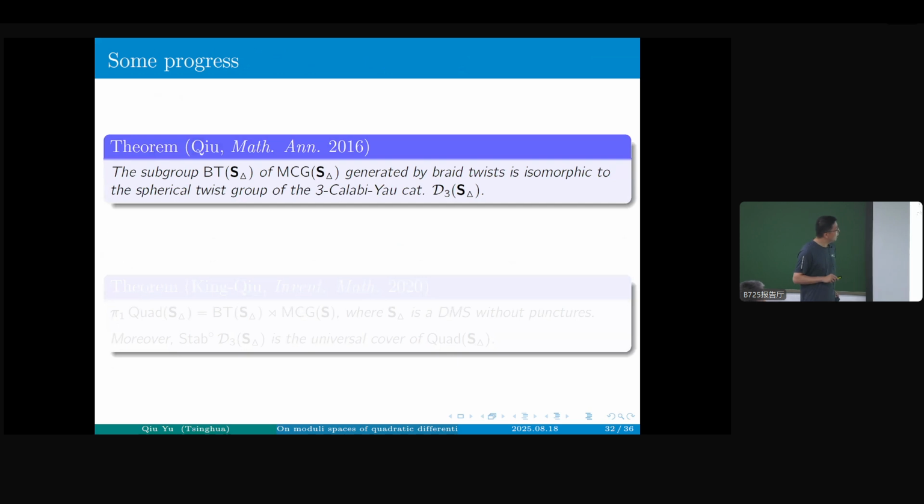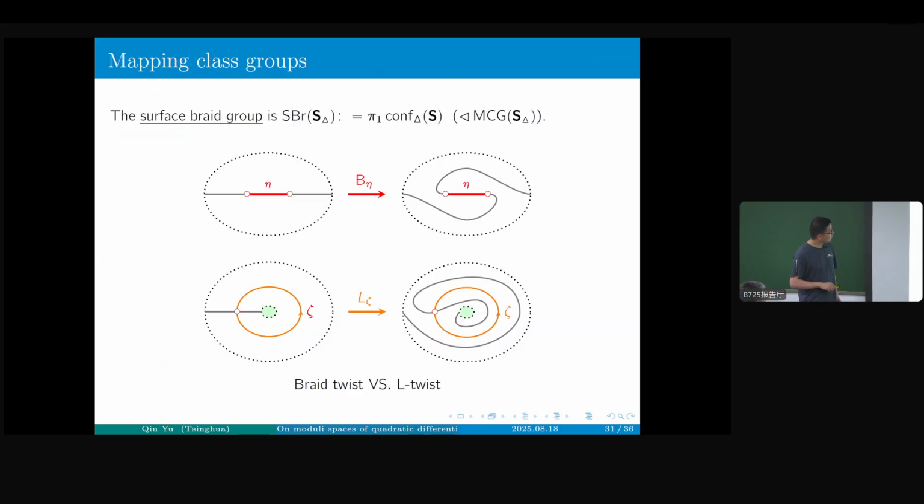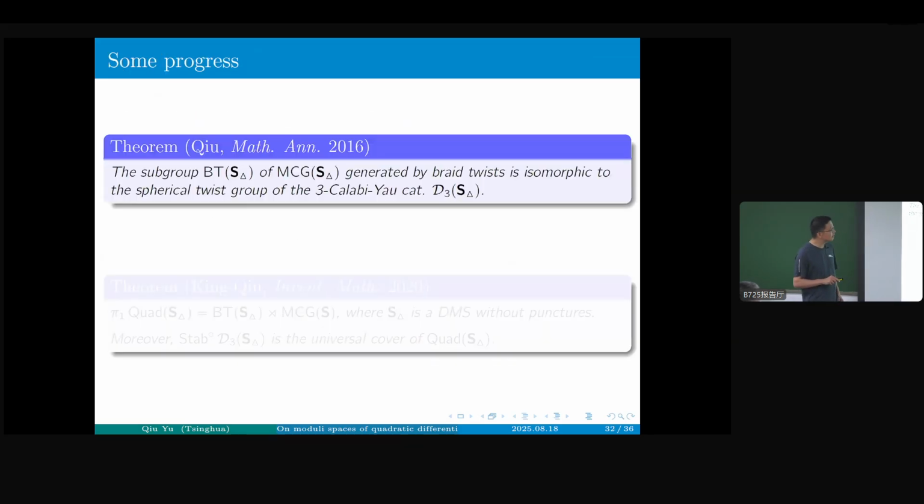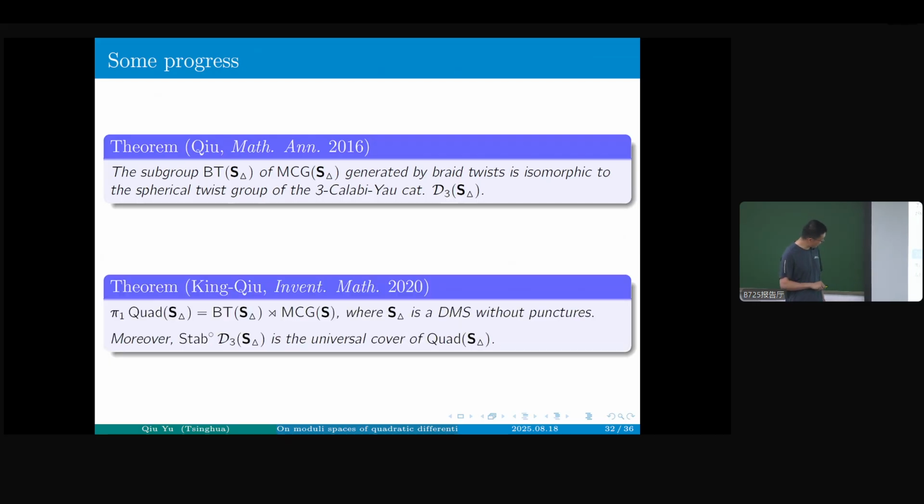So previously, I introduced this subgroup of braid twist group of the mapping class group. Basically, for the surface braid group, you have two types of generator. And I said if there's no double pole, you only need to look at the braid twist to generate a subgroup. And this group is isomorphic to the spherical twist group of the corresponding 3-Calabi-Yau category. And using this group, together with Alastair, we calculated the fundamental group of the stratum of the moduli space of quadratic differentials with simple zeros, no double pole. And this is precisely the braid twist group.